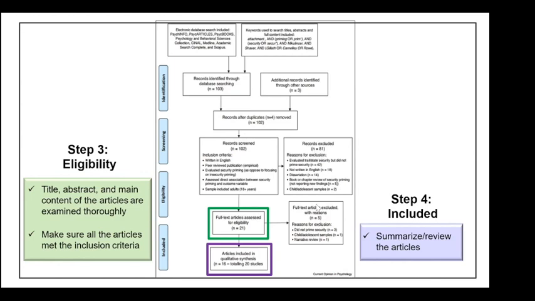So when you come to step number 3, you will exclude another 5 articles, meaning that these are articles that are not relevant to your topic. After you exclude them, this will be the final number of articles that you will include in your literature review, in your SLR paper. So it comes to step number 4 about the included.